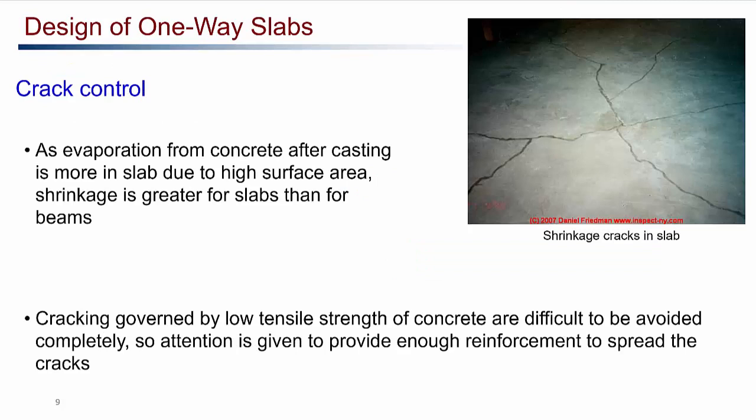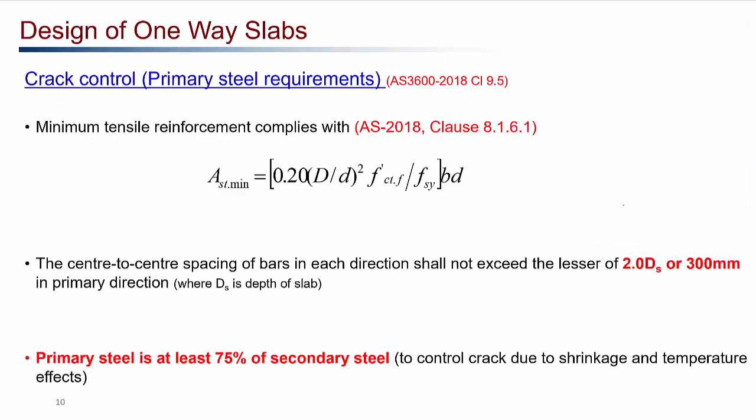Apart from designing the slab for bending moment, we have to make sure that whatever reinforcement we are providing in the primary direction should meet the crack control criteria as well. The aim is to have smaller cracks, many cracks, rather than one big, large crack. Now, from the crack control perspective, the primary reinforcement that we calculate, AST, for the primary direction or the direction of the span has to meet the criteria given in clause 9.5.